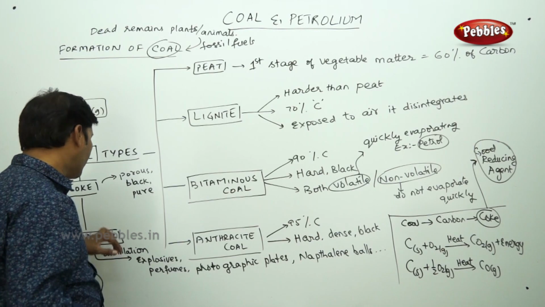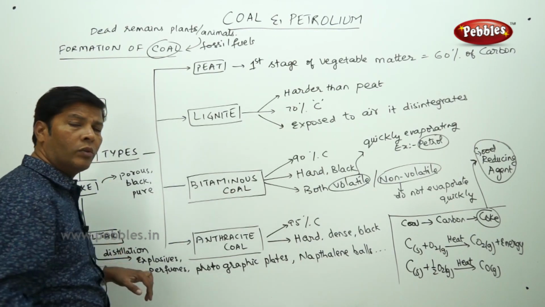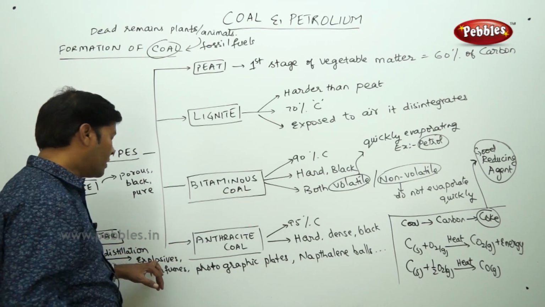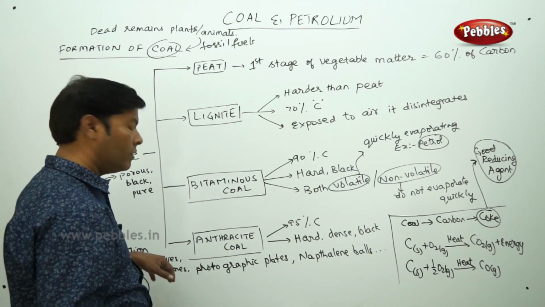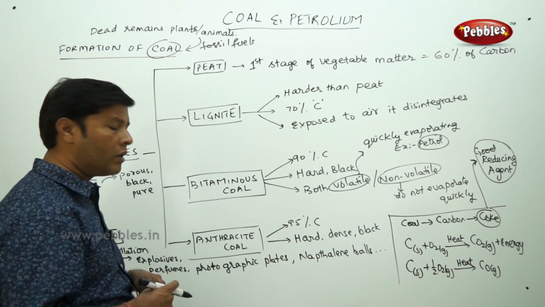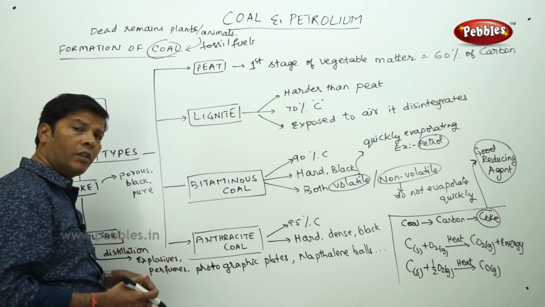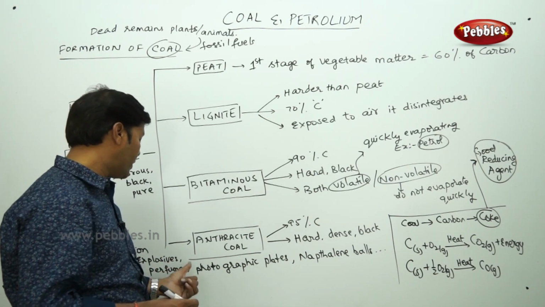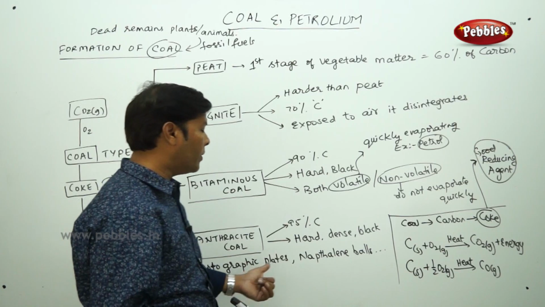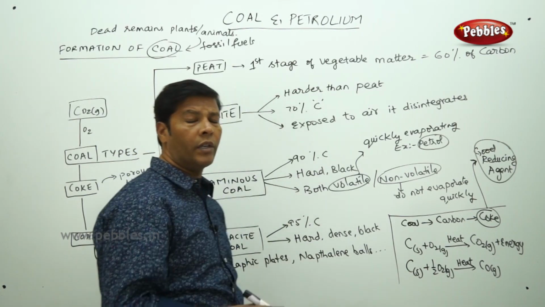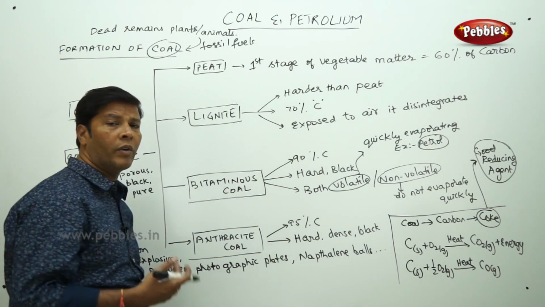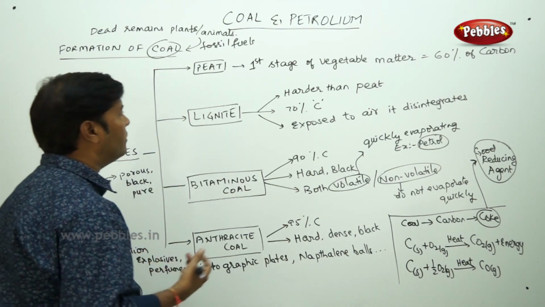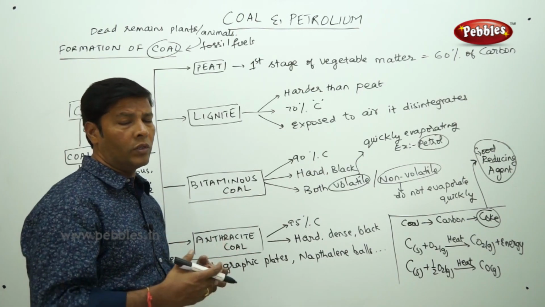Then the second batch of the coal, when subjected to destructive distillation, gives coal tar. Coal tar, again subjected to destructive distillation, gives different byproducts that we can use for different applications: explosives, perfumes, photographic plates, naphthalene balls. It can even be used in drug chemistry for the manufacture of useful drugs, and so forth. So this entire chart will help us understand how coal originated.